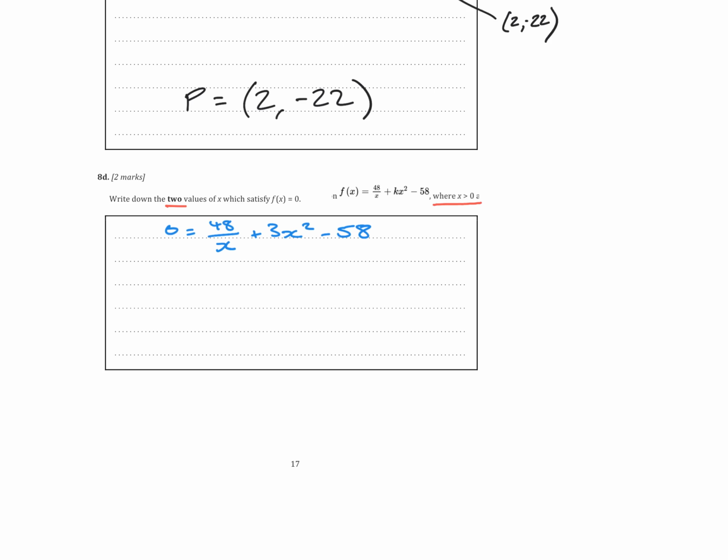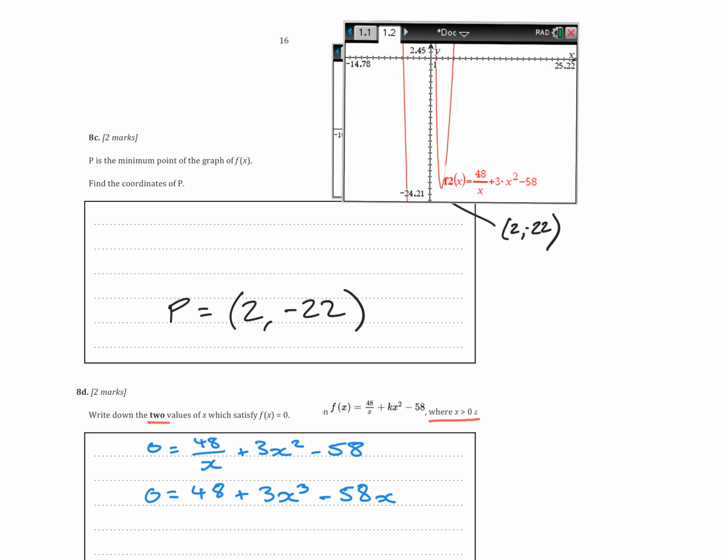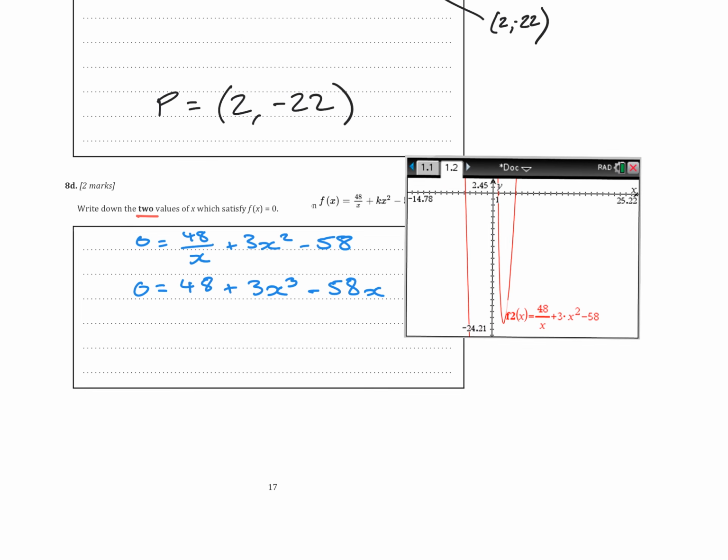So the first move here, multiply by x. Now I've got to this point and we can see, this is not an easy thing for us to solve. We're going to have to use some quite sophisticated algebra in order to do this. So instead of that, let's jump back to the GDC. So what have I got? I'm looking at this one now.